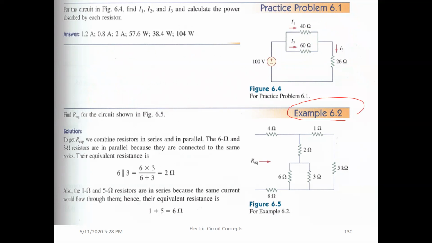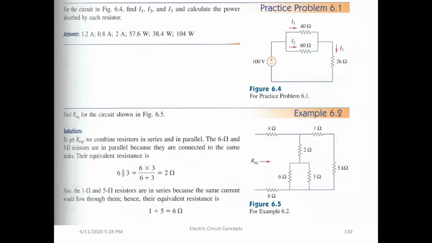Again, this example is a combined circuit like this one. I want to find R equivalent. What is the total resistance? If I want to replace the whole circuit by one resistance, what would be the equivalent value? How many resistors? 1, 2, 3, 4, 5, 6, 7. Okay, so where do we start? That is the question. It's very important.